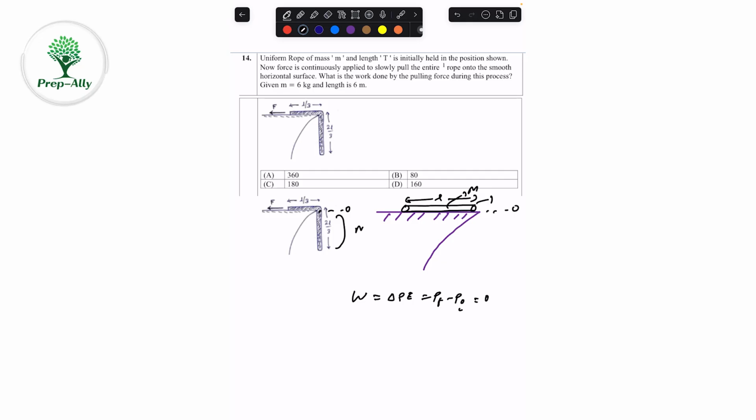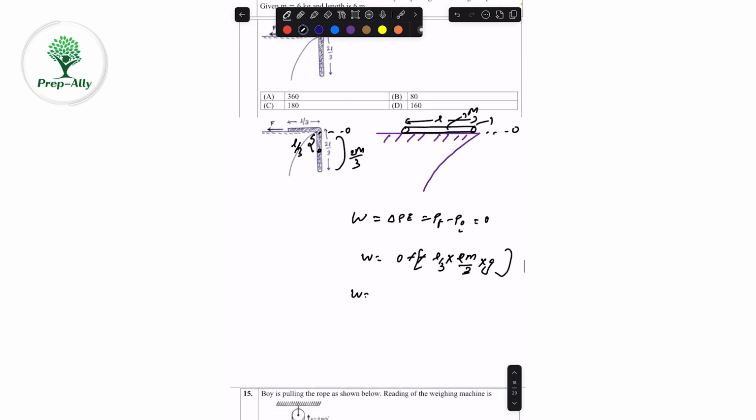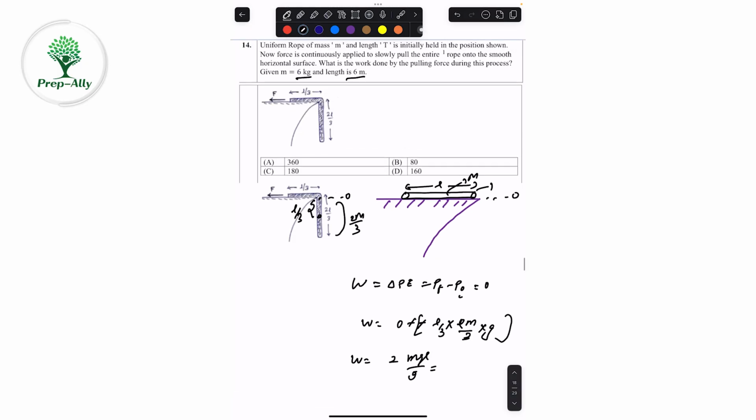The mass down is equal to 2m by 3, and the center of mass's position is equal to L by 3 with a negative sign because it is downward. So work will be equal to 0 minus potential energy. Because it is downward, it will be L by 3 into 2m by 3 into g. This minus minus becomes plus, so work done is basically equal to 2mgL by 9.